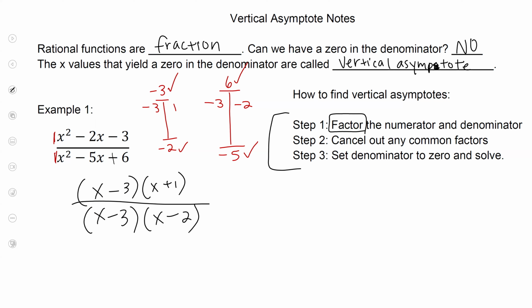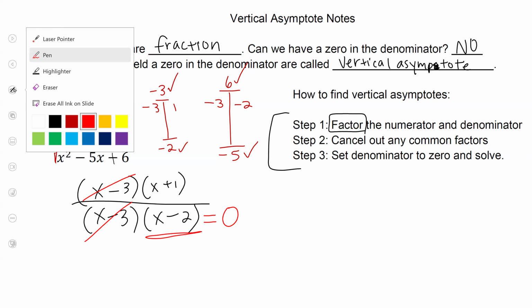Okay, that was the hardest part, step 1, factoring. Once we're done factoring, what's step 2? Yep, cancel out the common terms. So step 2 is easy. Those match, cross them out. Step 3, set the denominator to 0 and solve. This is the denominator down here. Set it equal to 0 and solve.